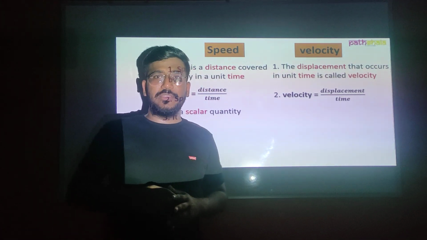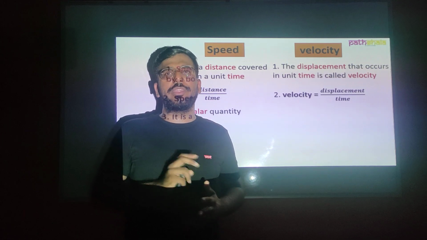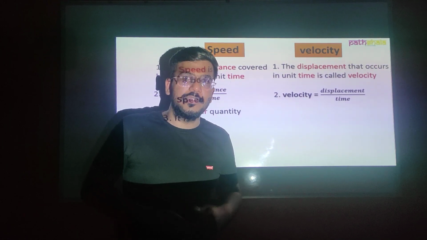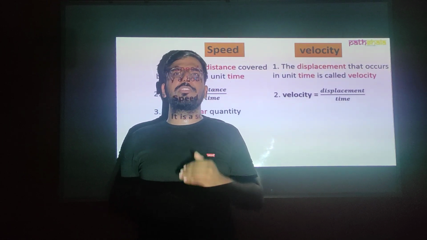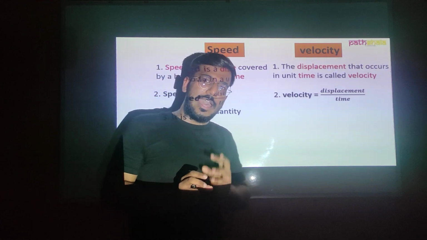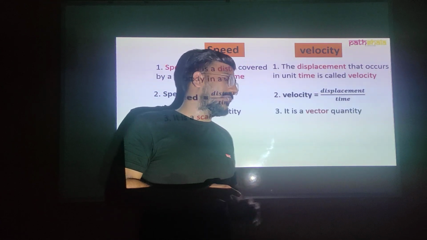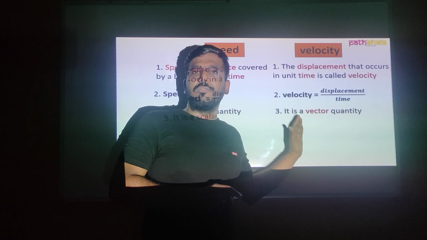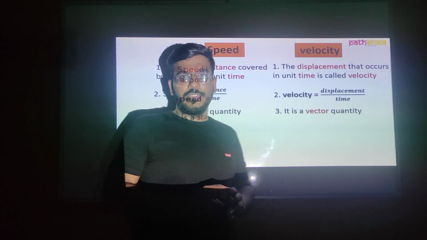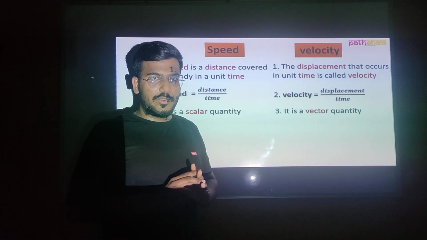But in order to say in which direction the plane must move to reach Pune as fast as possible, they should also know the direction along with the speed. So whenever we need speed as well as direction, that is displacement, it makes velocity a vector quantity. This was about which is scalar and vector quantity.